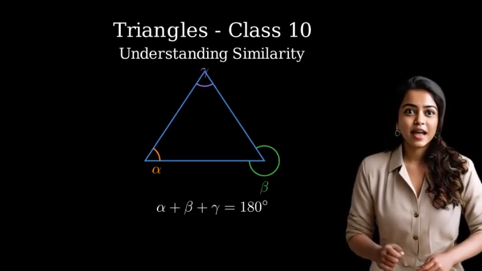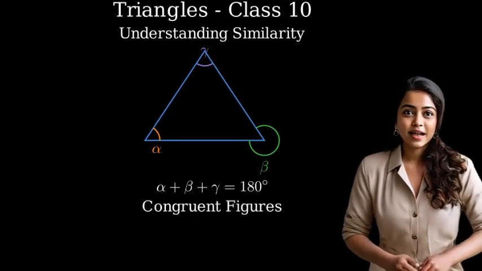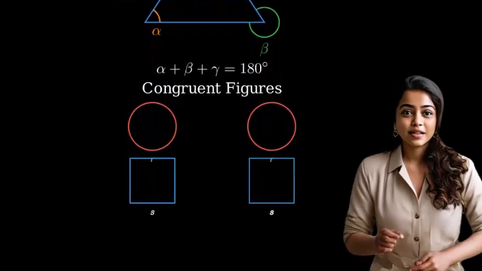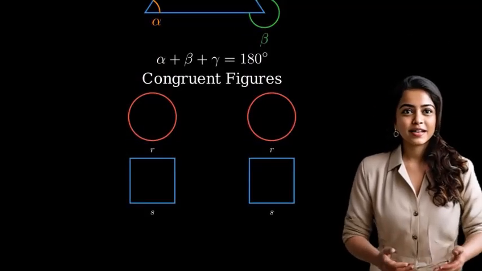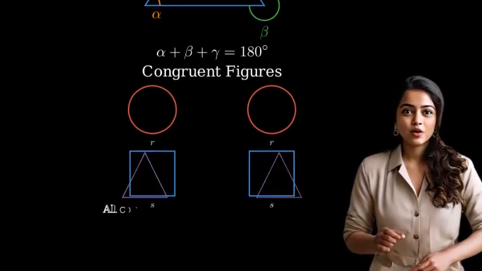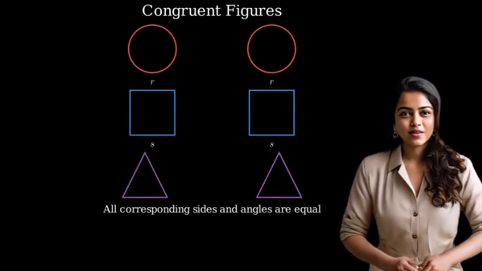Let's start by comparing congruence and similarity. Two figures are congruent when they have the exact same shape and size. For example, all circles with the same radius are congruent, and all squares with the same side length are congruent. In triangles, congruence means that all angles and all sides are exactly equal.